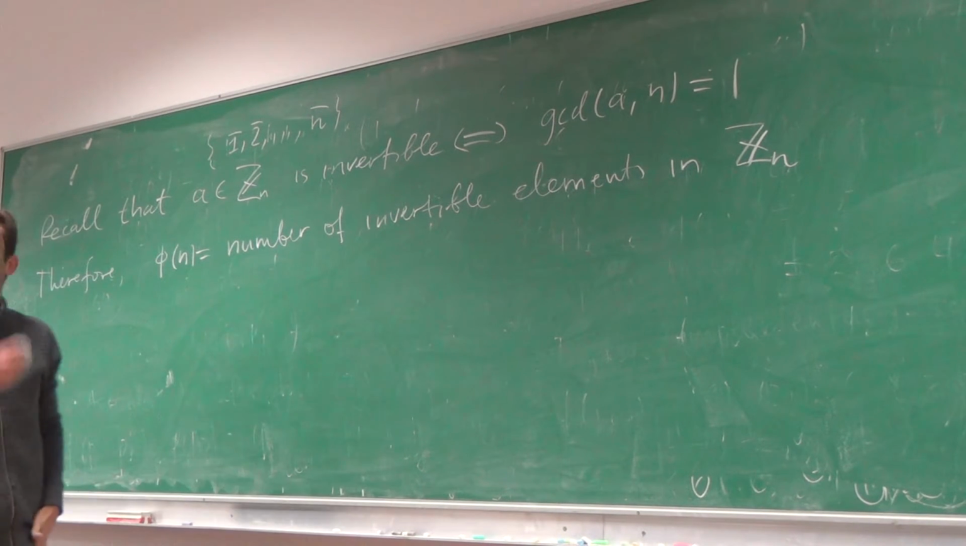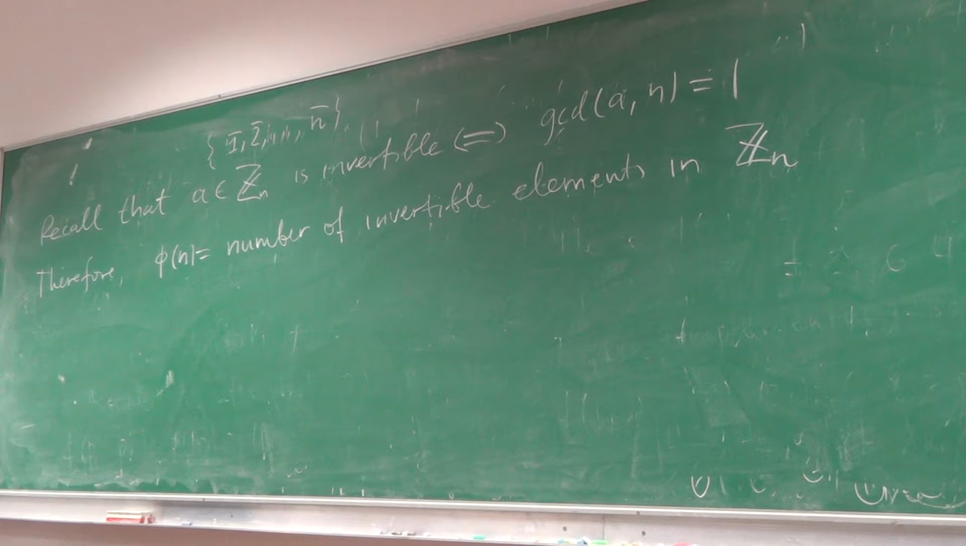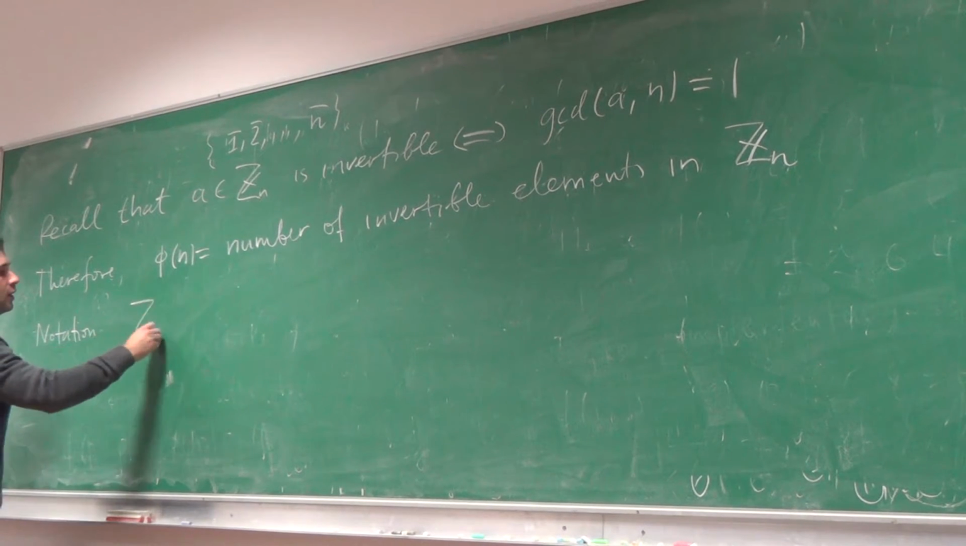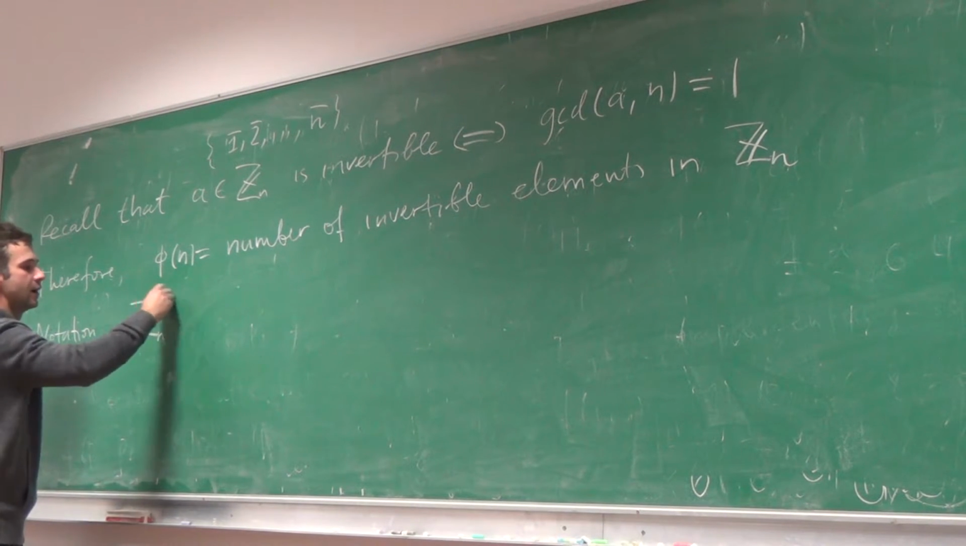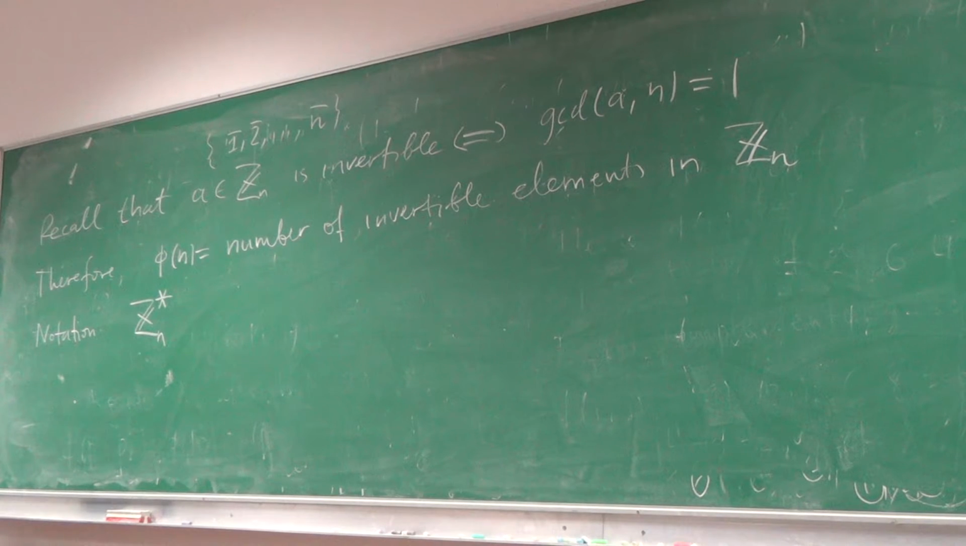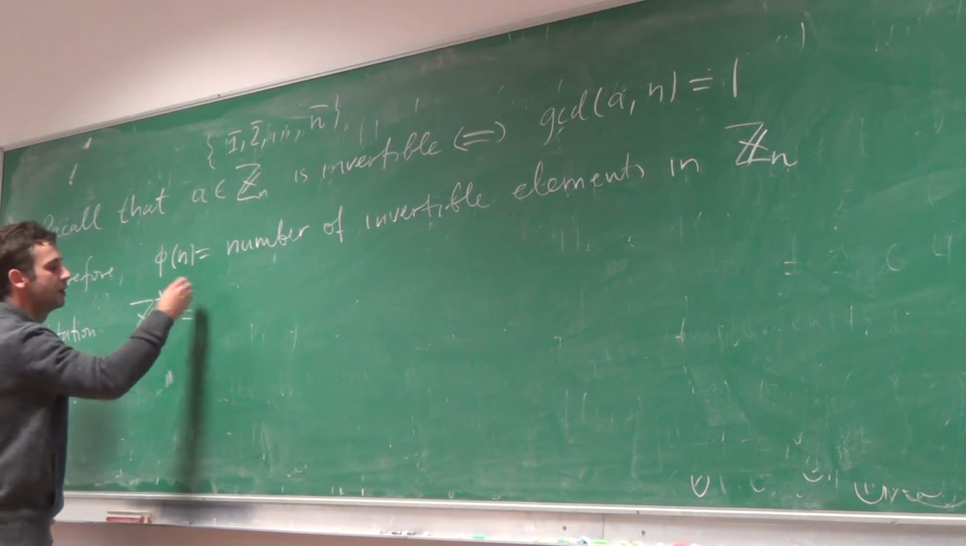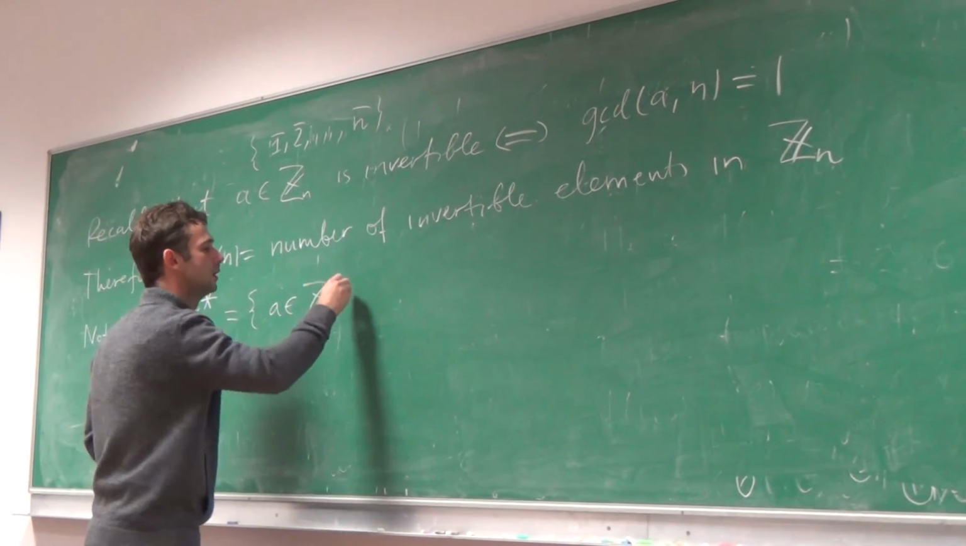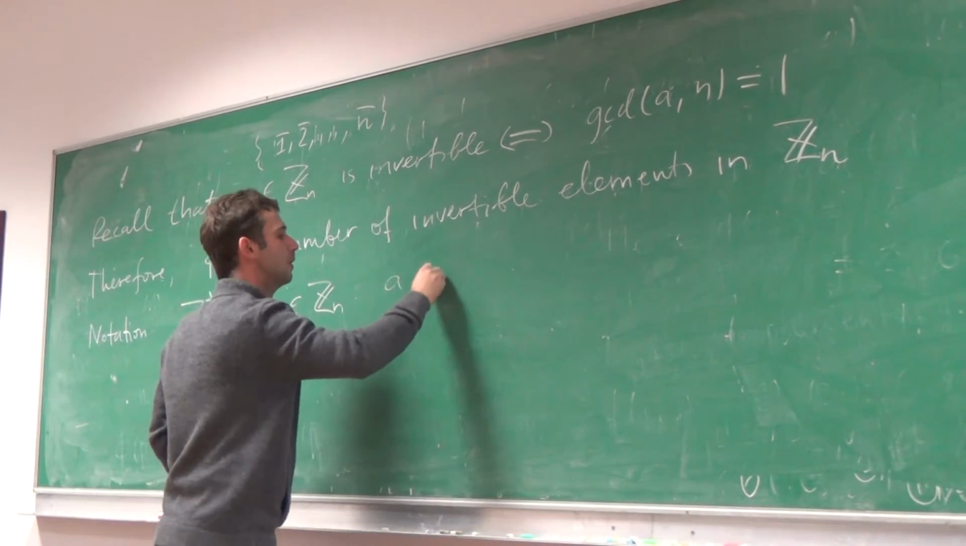So to proceed with this proof, we need to introduce some notation which will be very useful later on. So we write Zn star. I think I haven't introduced it yet. So Zn star is the set of elements a inside Zn such that a is invertible.